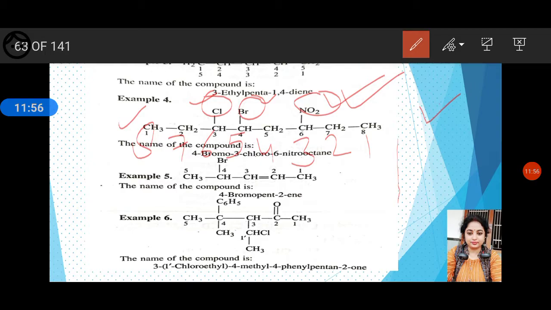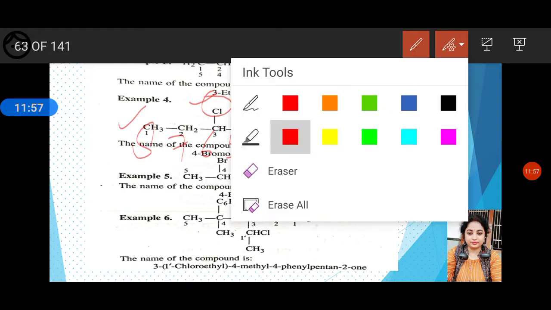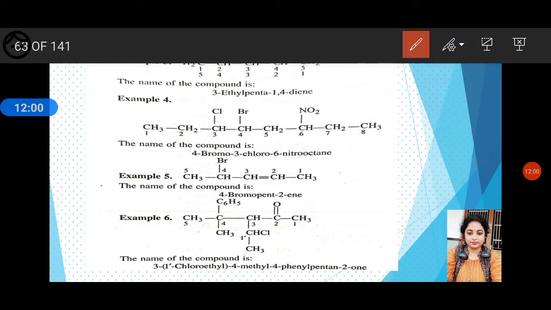Come to next compound. CH3 single bond CH, single bond CH, double bond CH, single bond CH3. Second carbon will contain a branch Br. So first we have to check the numbering. 1 2 3 4 5, 1 2 3 4 5. From both sides we are getting 5 carbons.